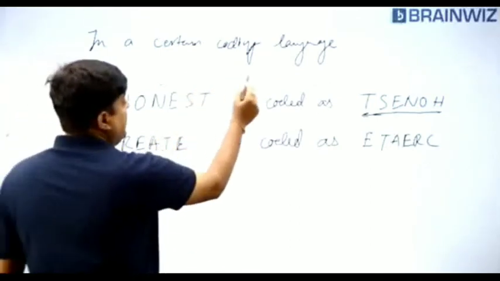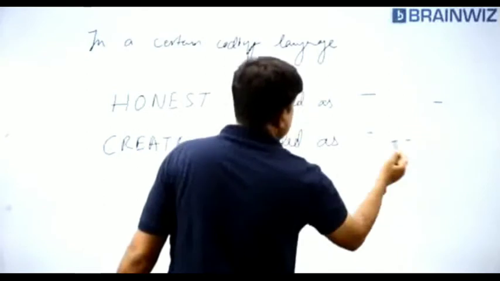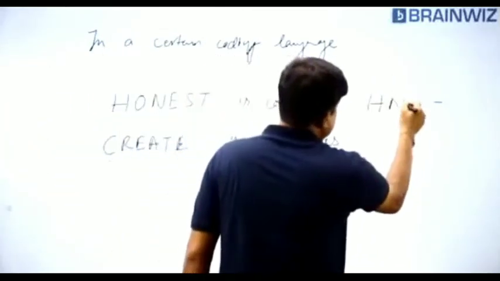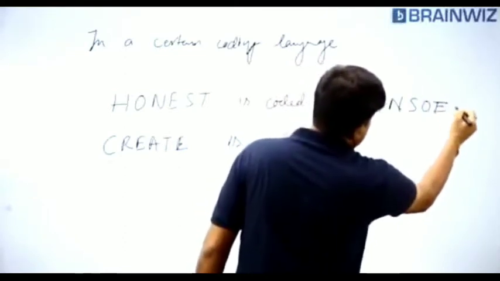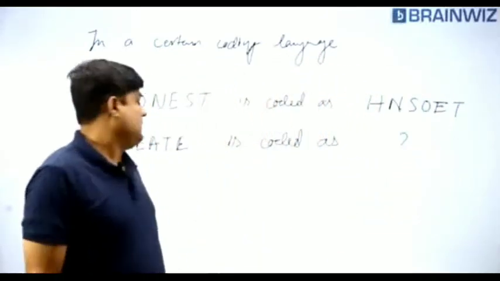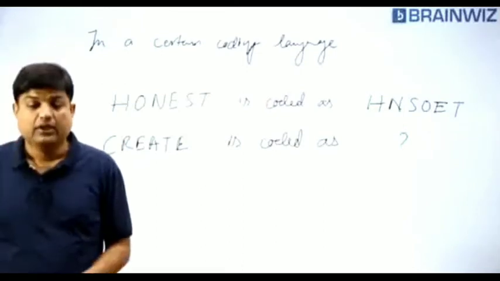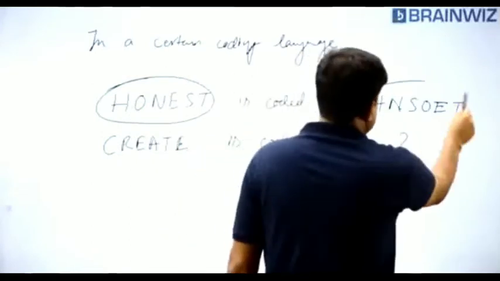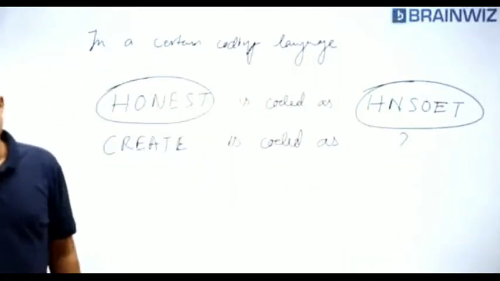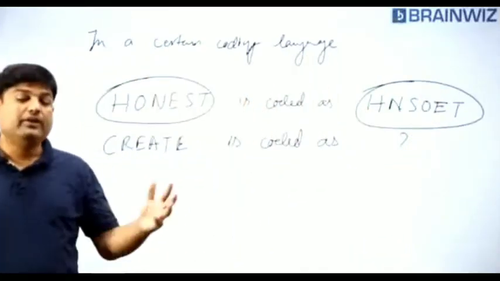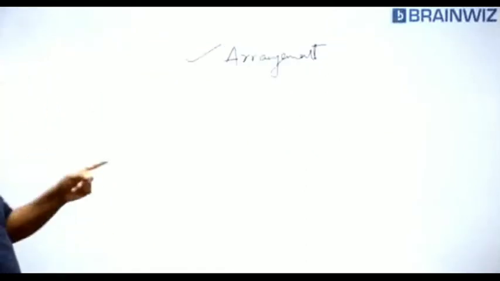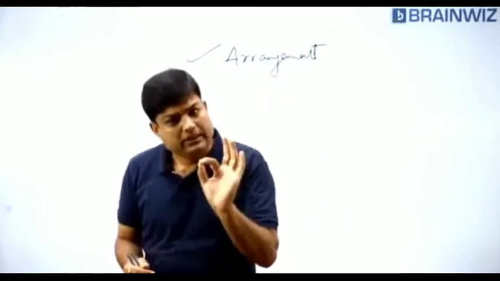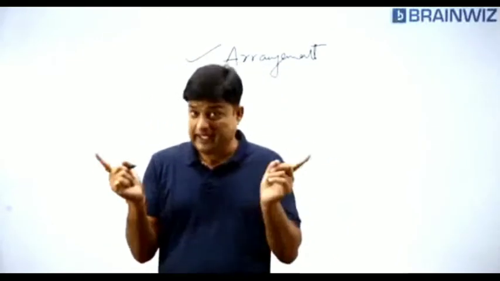Suppose he gave you the same question. In a certain coding language, the word honest is coded as H-N-S-O-E-T. How is the code word for create? For example, are you finding the same letters of the word honest? Yes, I am finding the same letters. So whenever you find the same letters, your brain should tell you this is somewhat related to arrangement, when same letters you are finding.